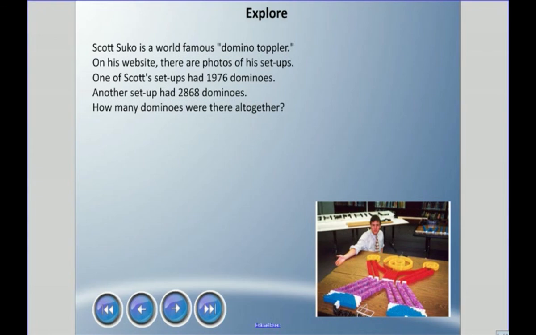Okay, another situation here. Scott Suko is a world-famous domino toppler. On his website, there are photos of his setups. One of Scott's setups had 1,976 dominoes, and another setup had 2,868 dominoes. How many dominoes were there altogether?